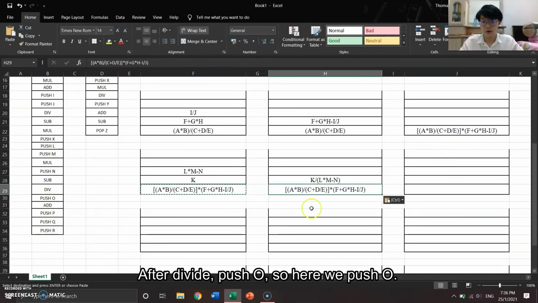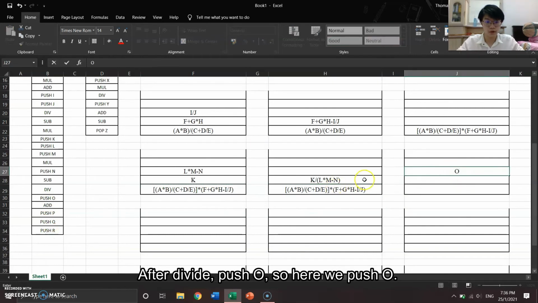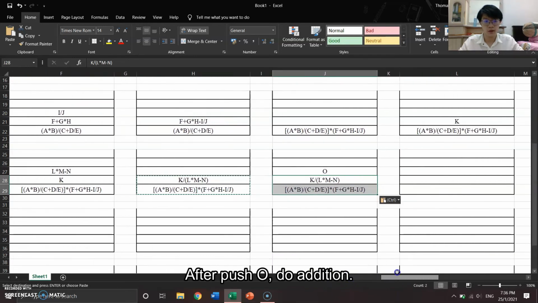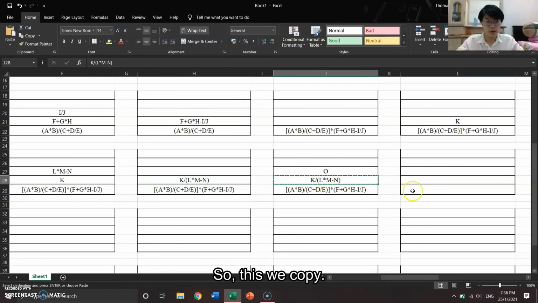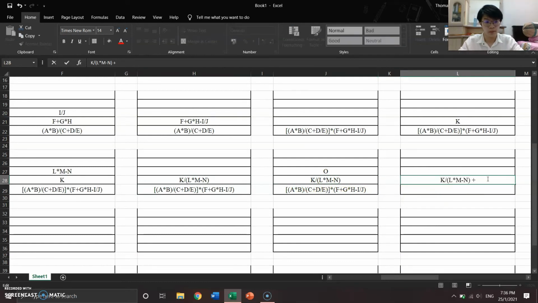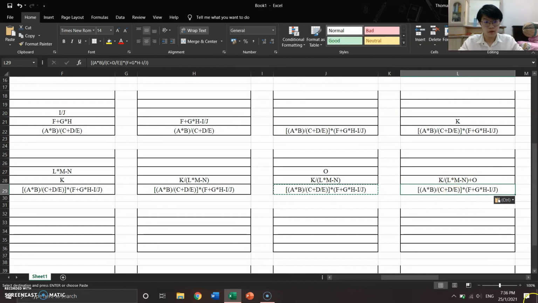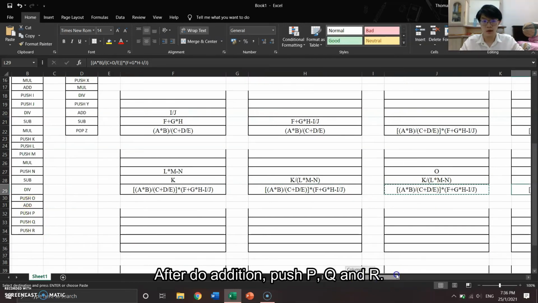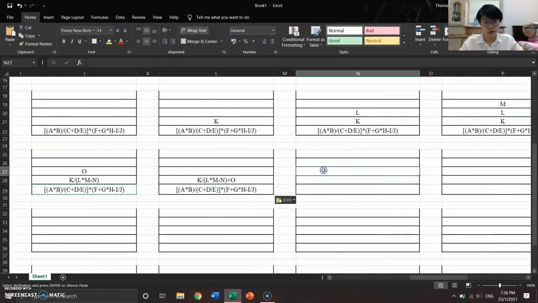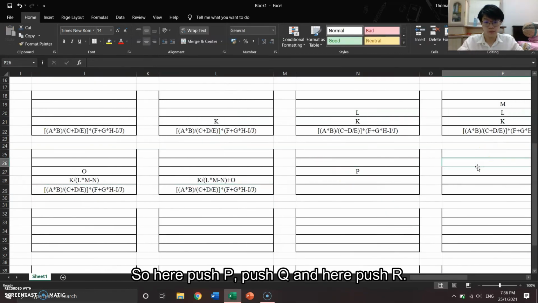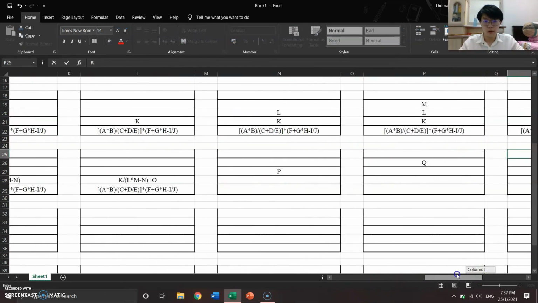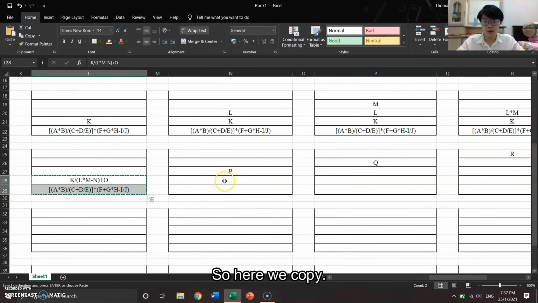After divide, push O. So here we push O. These two we copy. After push O, do addition. So this we copy. Plus O. After addition, push P, Q, and R. So here push P, push Q, and here push R. So here we copy.